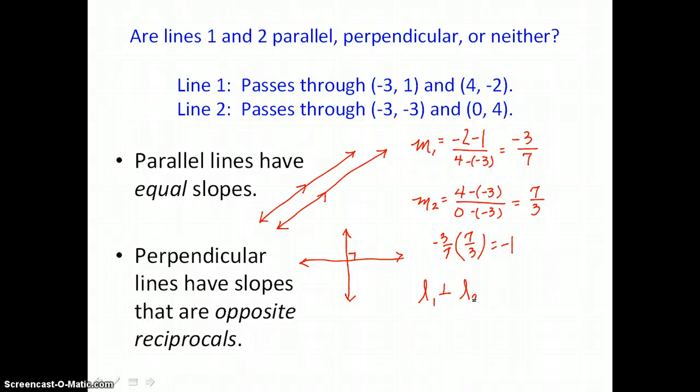This is the notation that we use to indicate perpendicular lines. If the lines had been parallel, we could use this symbol: line 1 is parallel to line 2. But in this example, that's not the case. Those lines are perpendicular.